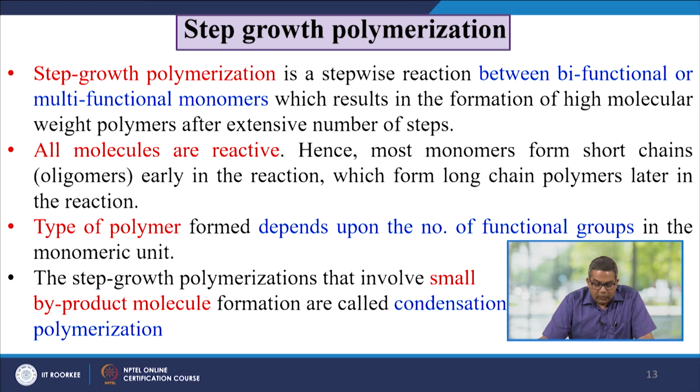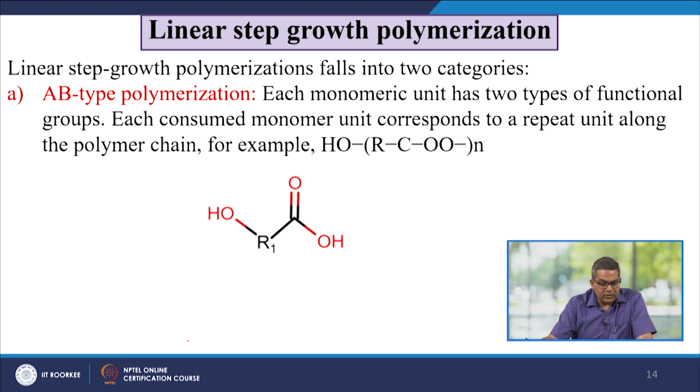Let us talk about step growth polymerization. Step growth polymerization is a stepwise reaction between bifunctional or multifunctional monomers, which results in the formation of high molecular weight polymer after an extensive number of steps. All molecules are reactive, hence most monomers form short chains, called oligomers, in the early stages, and these chains may combine over time to form longer chains. The type of polymer formed depends upon the functional groups in the monomeric unit. Step growth polymerization usually involves the formation of a small byproduct molecule, and that is called condensation polymerization.